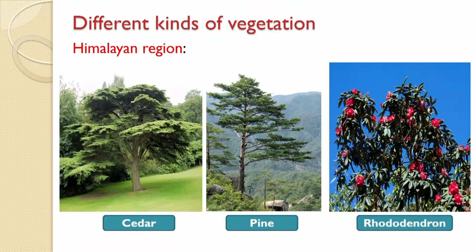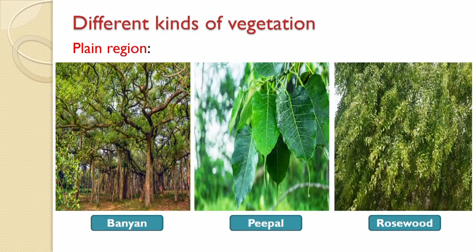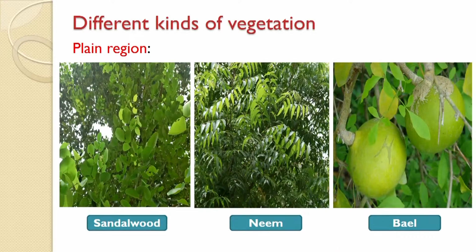Now let's understand what are the different types of forest or vegetation that are found in India. When we talk about the Himalayan region of India, there are plantations like cedar, pine as well as rhododendron. In the Terai region of India, there is actually a dominance of sal, teak as well as bamboo plants. When we talk about the plain or flat region of India, it is the banyan tree, peepal tree, rosewood tree that are commonly found here. And in this plain region, there is also a predominance of sandalwood, neem, bale as well as mango trees.